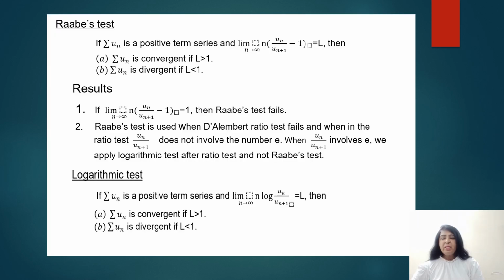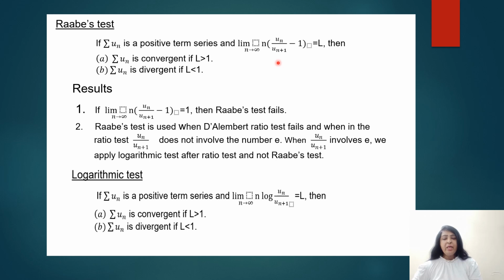So Raabe's test. If sigma un is a series of positive terms, and if you have the limit as n approaches infinity of n times (un upon un plus 1 minus 1), and this is equal to L, then this series un of positive terms will converge if L is greater than 1 and will diverge if L is less than 1.